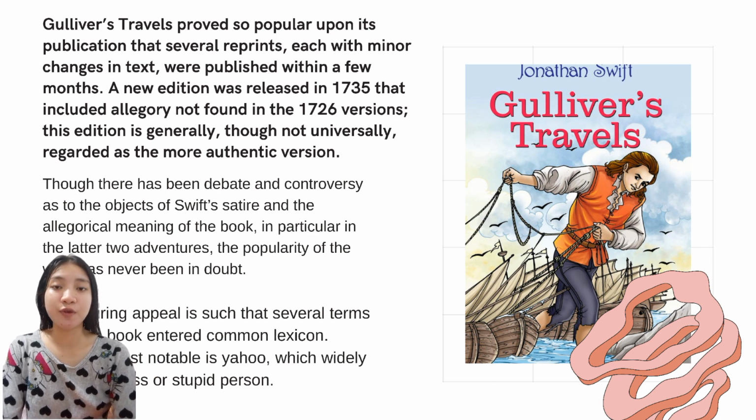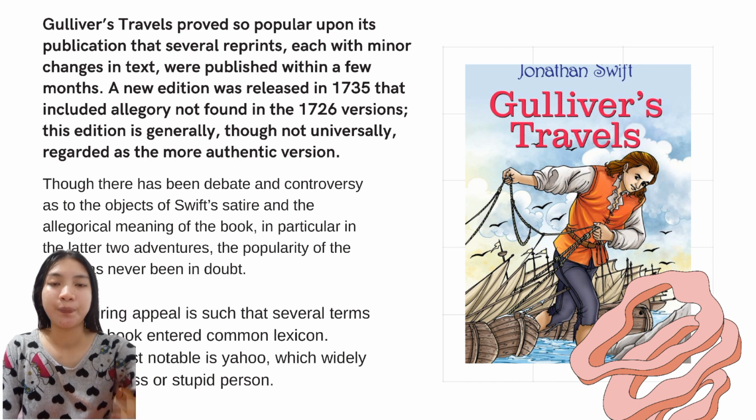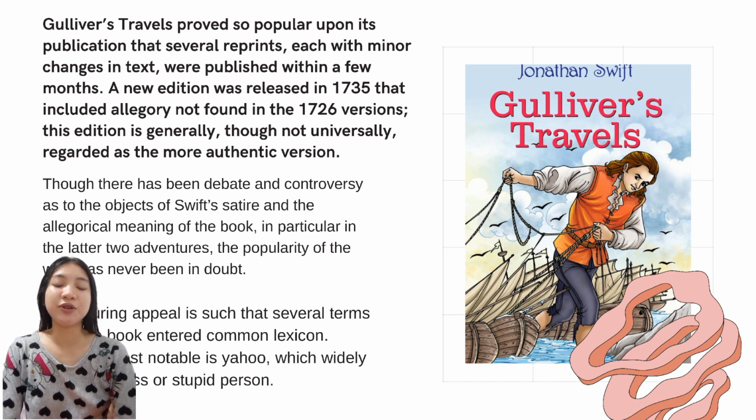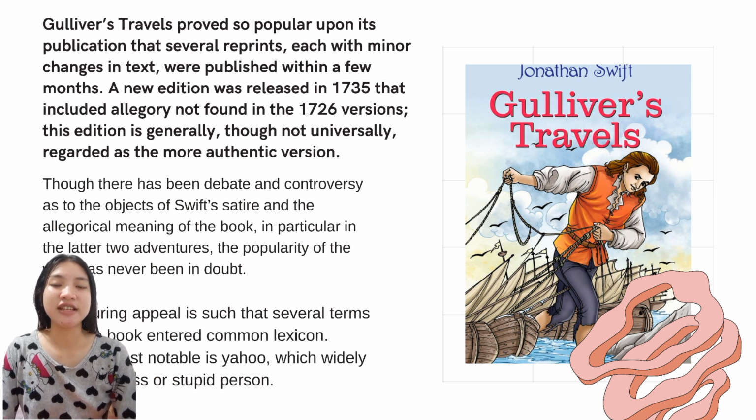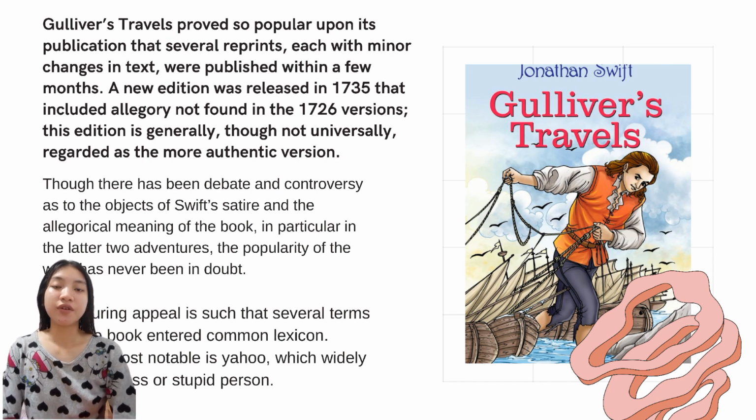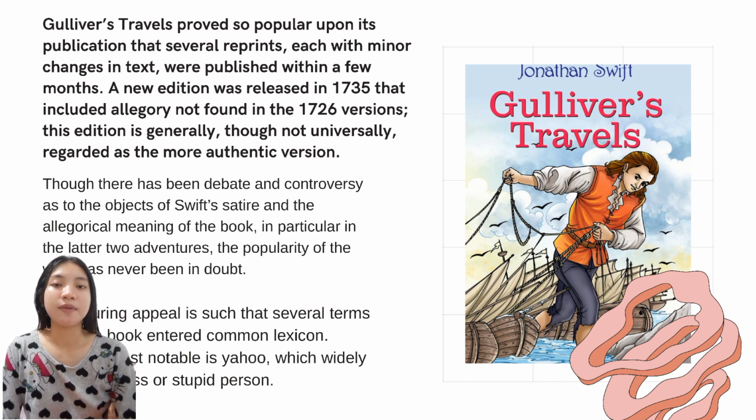Gulliver's Travels proved so popular upon its publication that several reprints, each with minor changes in text, were published within a few months. A new edition was released in 1735 that included allegory not found in the 1726 versions. This edition is generally, though not universally, regarded as the more authentic version.